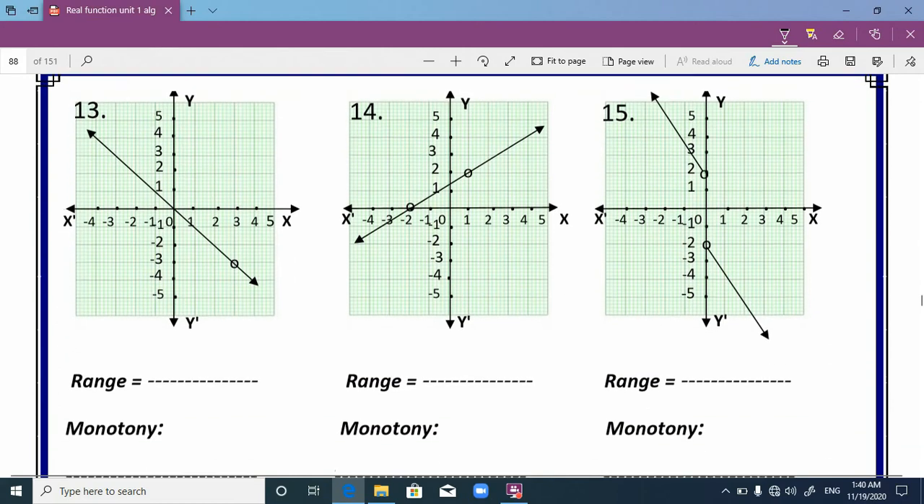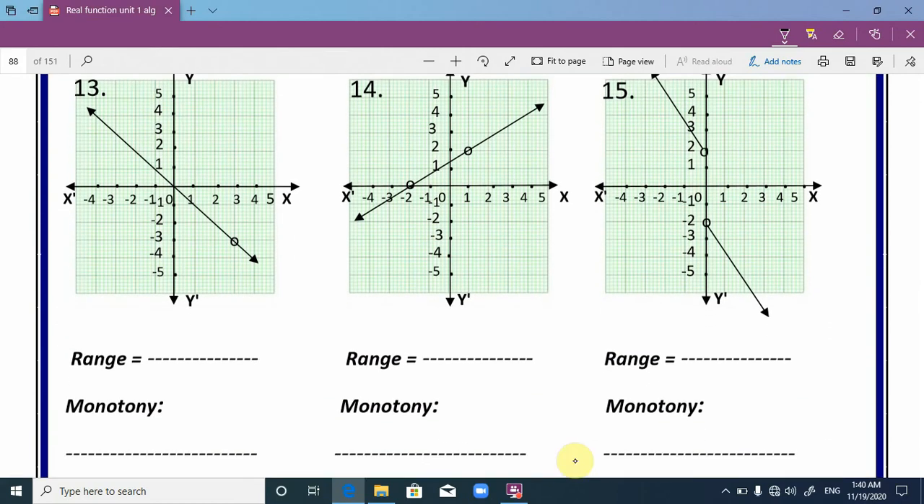Number 13. The range here is from negative infinity to infinity except negative 3, because it is open here. So the range is R minus the set negative 3. The monotony: f here is decreasing on R except the number 3 on the x-axis, because it is open. The range here is from negative infinity to infinity except 0 and 2, where the y is open, so R minus {0, 2}. The function here is increasing.